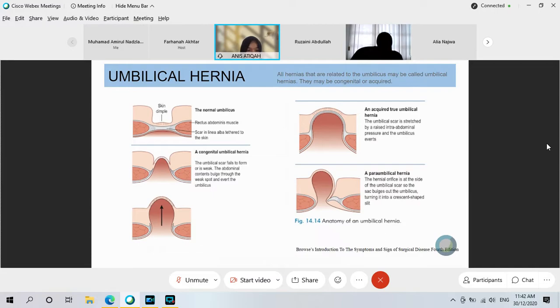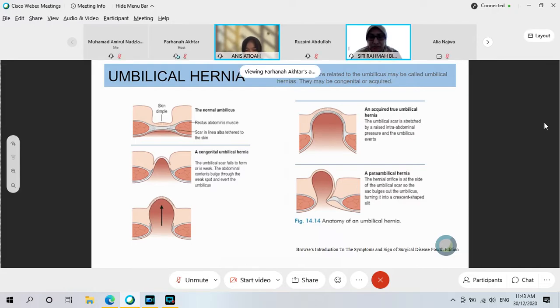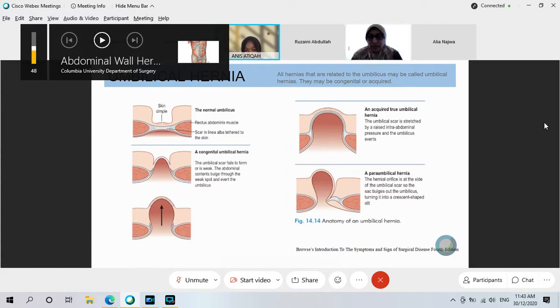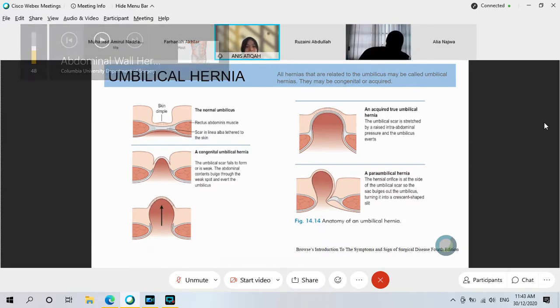You can see there is no scar because, as you can see in the next picture, the abdominal contents bulge through the weak spot and evade the umbilicus. Okay, on the second part, acquired umbilical hernia, the umbilicus scar is stretched by a raised intra-abdominal pressure and the umbilicus everts. As you can see, the scar is already formed but it's stretched over the bulging. The next one is para-umbilical hernia. The hernia orifice is at the side of the umbilical scar so that the side bulges out on the umbilicus, you can see, and it will form a crescent shape at the side of the bulging. Okay, next.